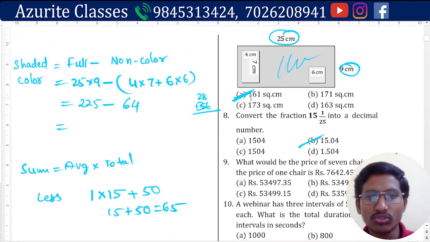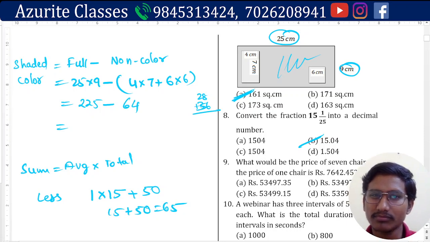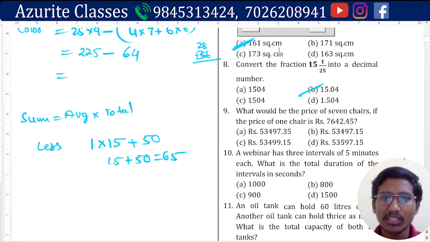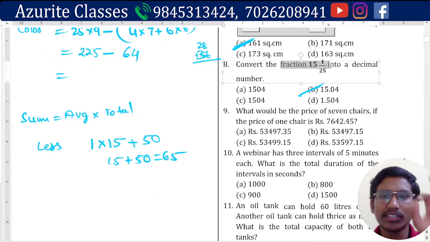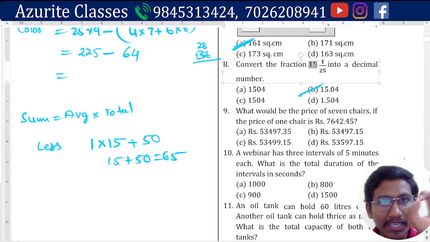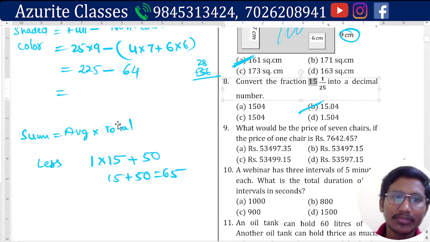Okay, so let's go to the next, eighth question. What is the eighth question here? So here, if you see the eighth question, convert the fraction 15 and 1 by 25 into decimal. I told you 15 and means it will be 15 point.